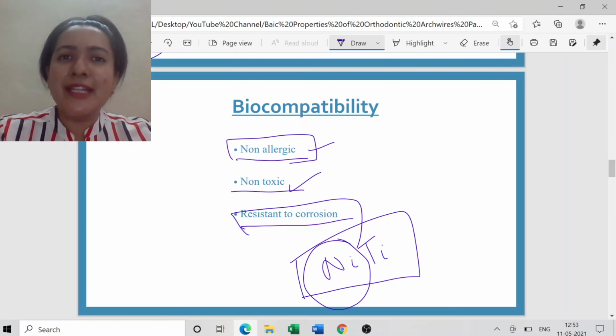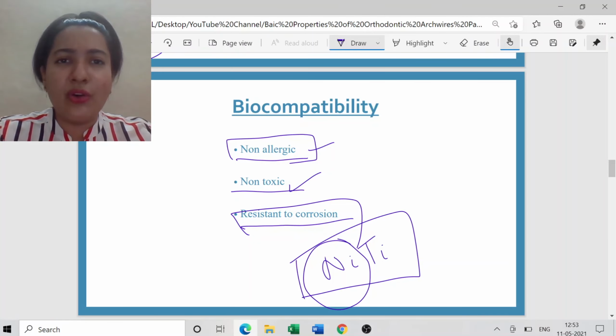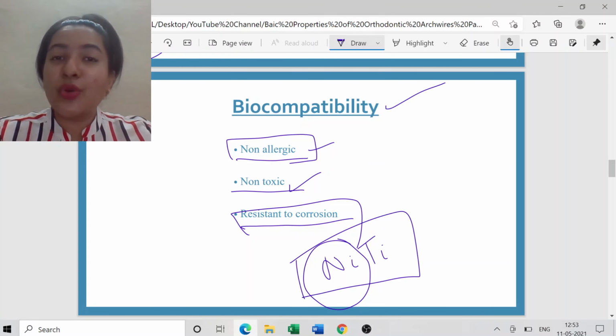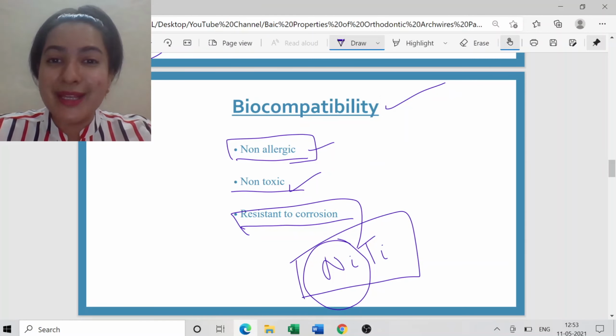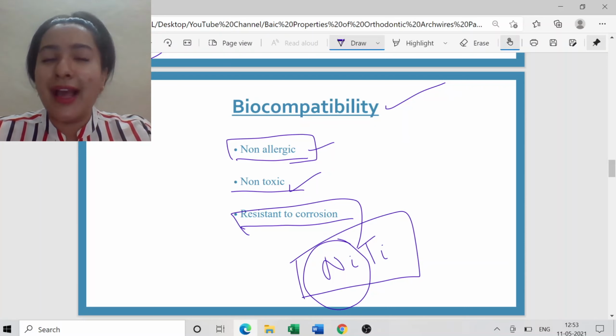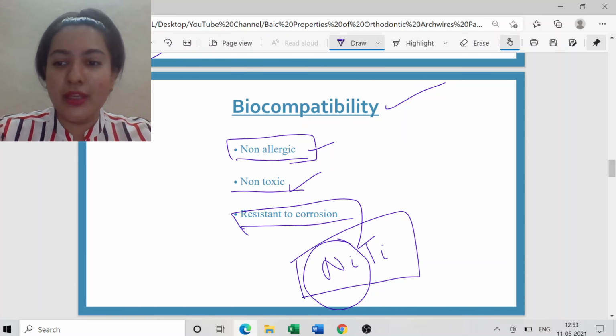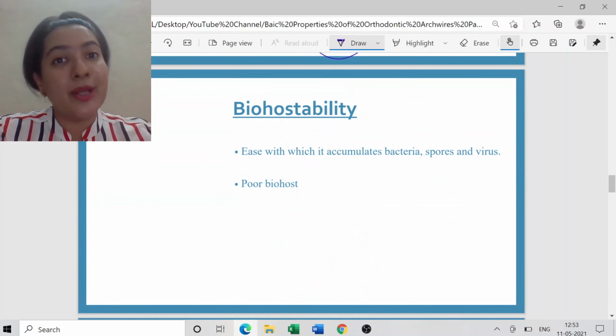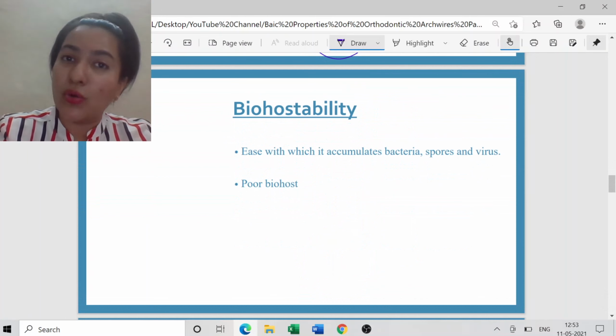So all the brackets, wires, e-chains, coils, whatever is there in ortho, or rather in dentistry, should be biocompatible. So one basic property of orthodontic archwire, which is often not talked about much, is biocompatibility. It should not cause any allergic reactions or any toxicity in the intraoral cavity. Okay. Next thing is biohostability. That was biocompatibility. This is biohostability.